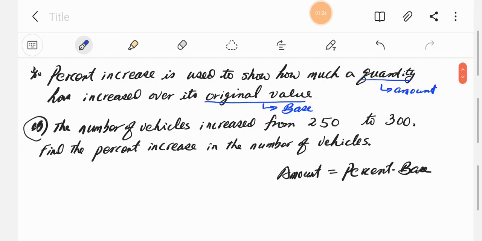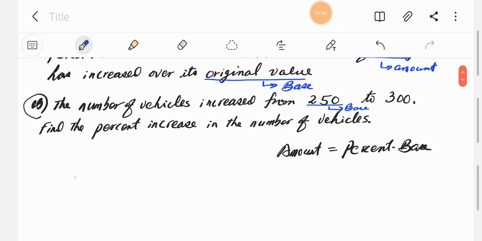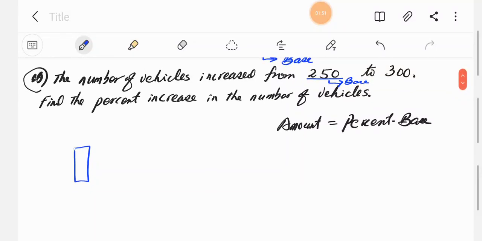The number of vehicles increased from 250 to 300. So this is the base, and then 300 is the result. So how much quantity is increased? That is 300 minus 250, isn't it? So let me draw a little diagram. Okay, I always use this diagram. This is much easier to understand.